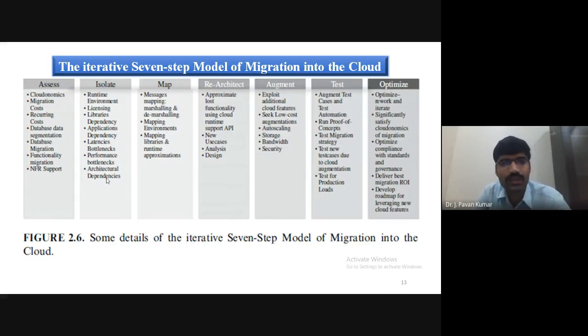Now, these things we have to consider. That is what is mentioned here. Like that, map, re-architect, augment, test, optimize. All these 7 steps, we will be considering these things while discussing and while migrating into the cloud. This is what we'll be having in the iterative 7-step model of migration.